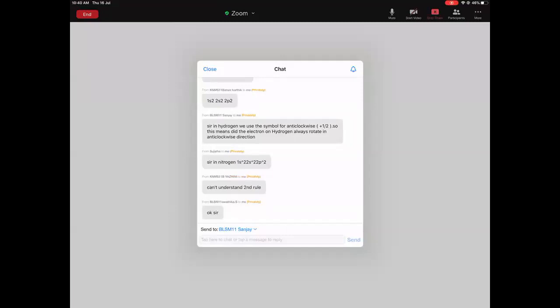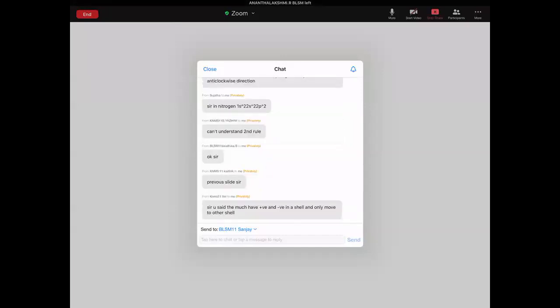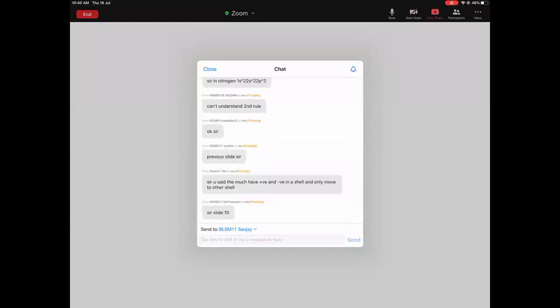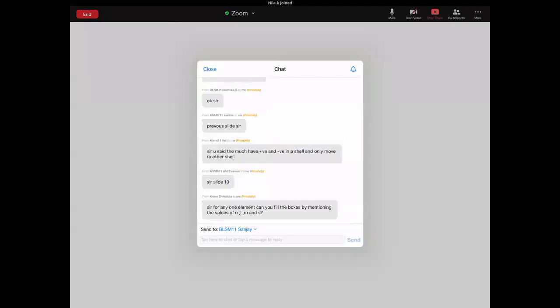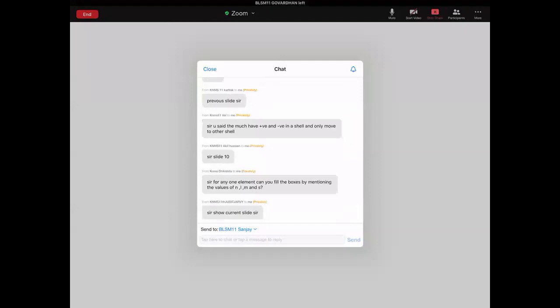Can't understand the second rule? The second rule is pairing. Pairing of electrons means, in p, suppose there are only 2 electrons and there are 3 compartments. Will both electrons go to one compartment or to different compartments? According to Hund's rule, both electrons will go to different compartments. Electrons will go to the same compartment only if there are no empty compartments. Okay. Sir, for any one element, can you fill the boxes by mentioning the values of n, l, m, and s? Why not?